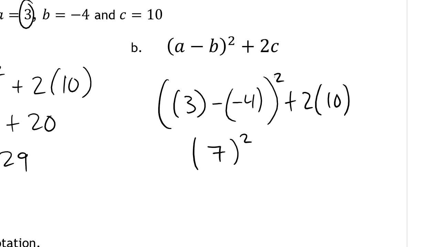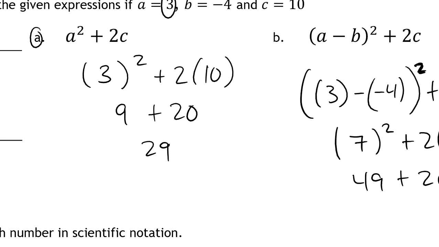I forgot to square that there, that's scary. And then plus 2 times 10. Well, 7 squared is the number 49, and 2 times 10 is 20. So we end up getting that for part B, the answer is 69.